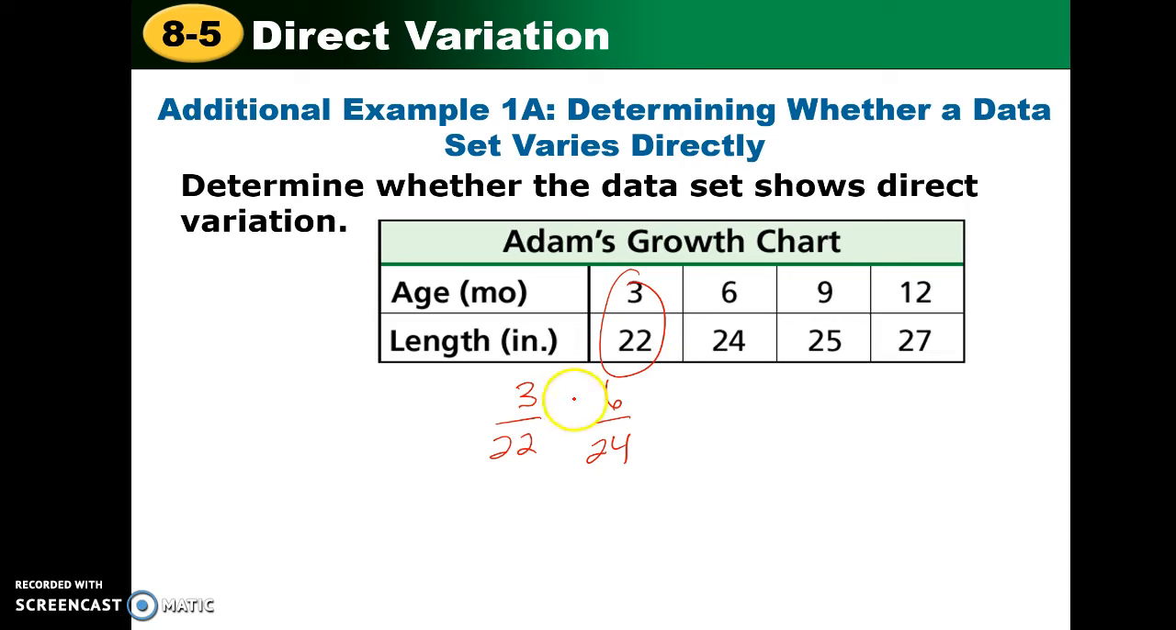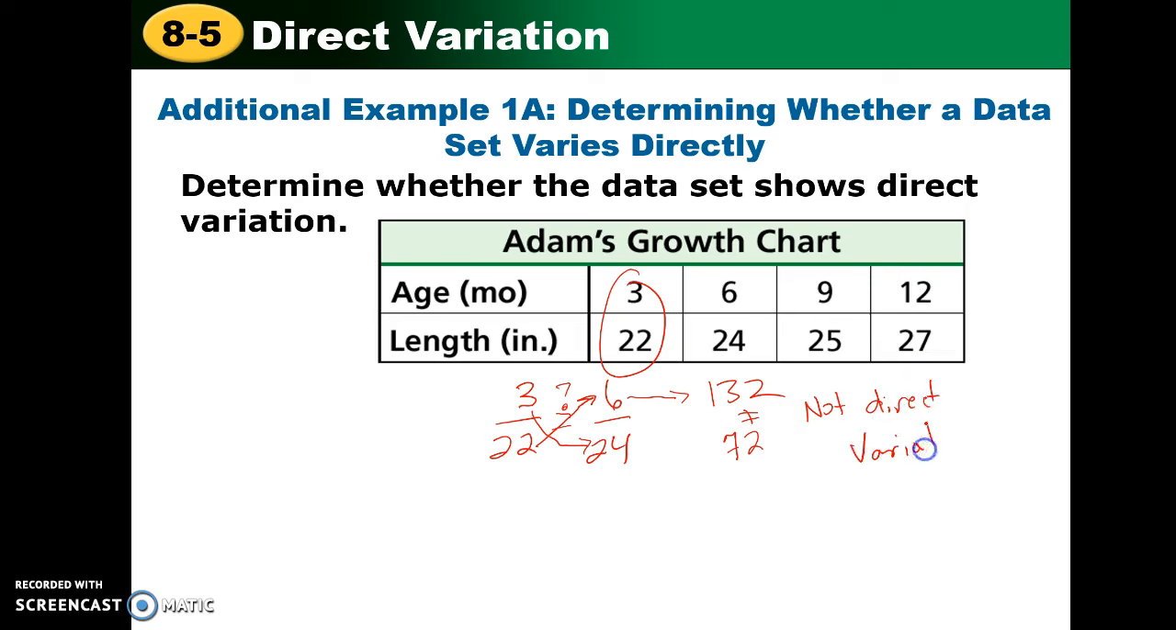And see if they're in direct variation, or see if they're proportional. Do they equal each other? Well, I can look right here. 3 times 2 is 6. 22 times 2 is 44. Not 24. They're not. But I could also go up, multiply across. 6 times 22 is 132. 3 times 24: 3 times 20 is 60, plus 12 is 72. They don't equal each other, which means it is not direct variation.